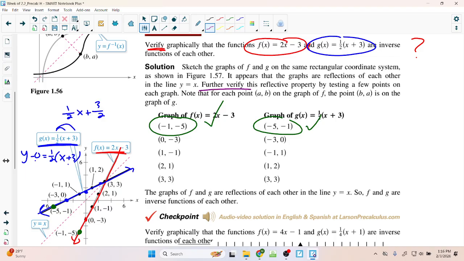So they're saying further verify it by testing a few points. We'll take this one and this one. 1, negative 1. 1, negative 1. Negative 1, 1. Check, check. They tested 5 points. We tested 2. You see what I'm saying? I'm okay with you testing 2, because generally if you test 2, maybe even 3, you'll be fine. That's it. That's all really it is. It gets a little bit more intense, but not really too crazy. We're just kind of talking about concepts.